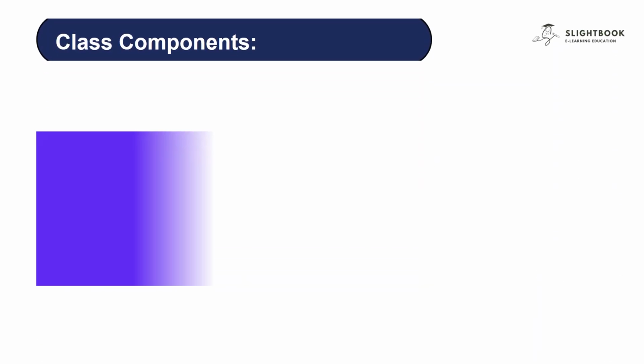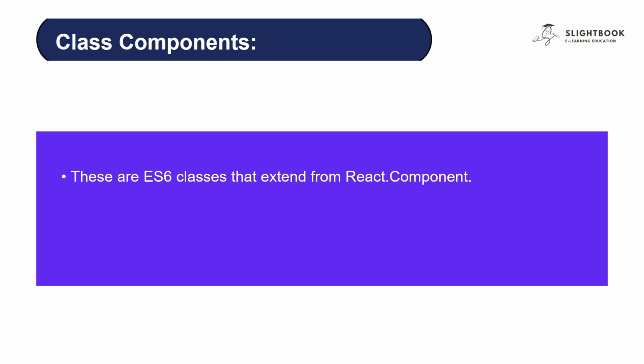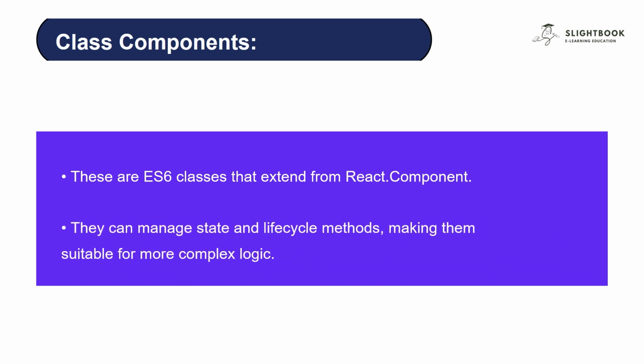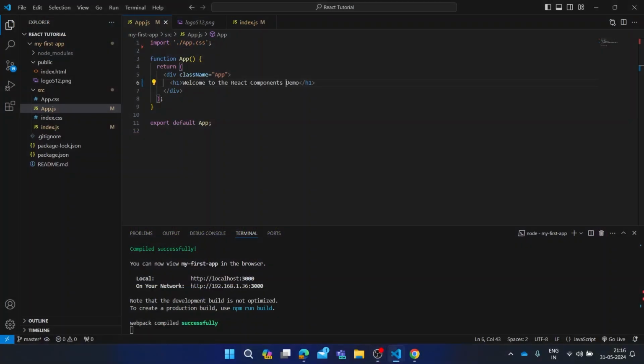Class components. These are ES6 classes that extend from React.Component. They can manage state and lifecycle methods, making them suitable for more complex logic. React components are the building blocks of any React application. They allow you to split the UI into independent, reusable pieces that can be managed separately. Components make your code more modular, maintainable, and easier to understand.